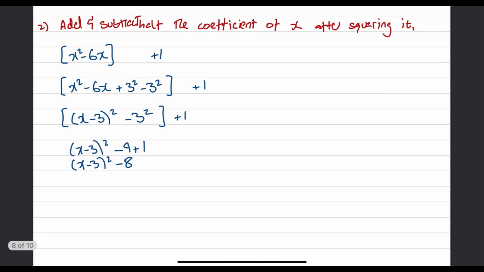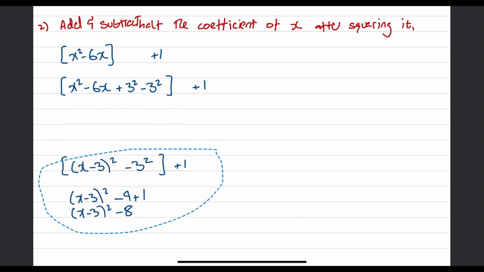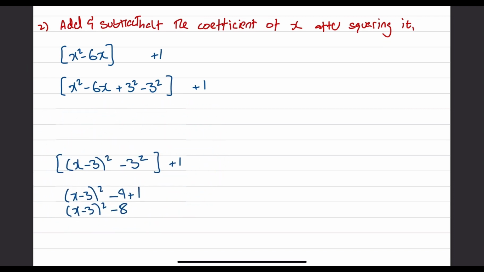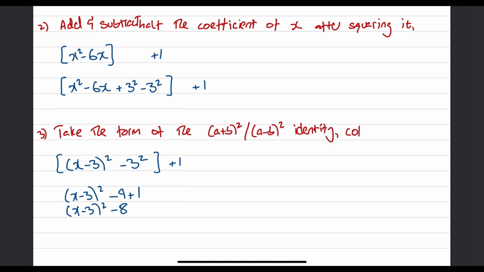And this is essentially all of completing the squares. We can make this into a separate step: take the form of the a plus b whole squared or a minus b whole squared identity and collapse the brackets.